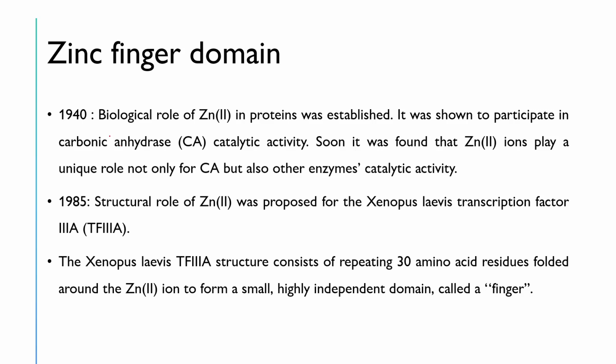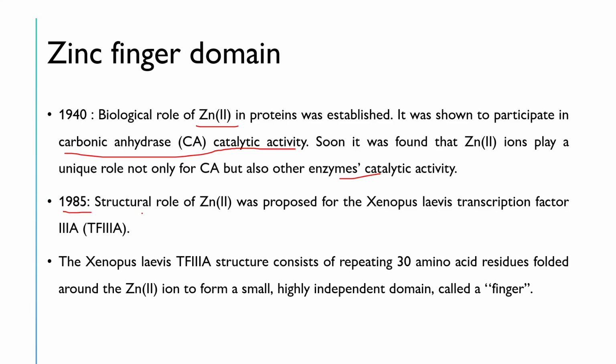In 1940, the biological role of zinc in proteins was established. Zinc is just a mineral, and it was shown to participate in carbonic anhydrase catalytic activity. Soon it was found that zinc ions play a unique role not only for carbonic anhydrase but also for other enzymes' catalytic activity.